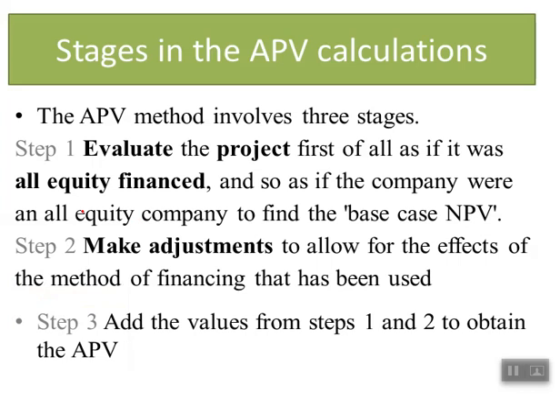So let's look at the stages when we are computing our adjusted present value. The first stage is to evaluate the project as if it was equity financed. This is the important part. Meaning that when you are discounting your cash flows, you are looking at the cost of a business that is not geared. 100% that business is equity, meaning there is no gearing.